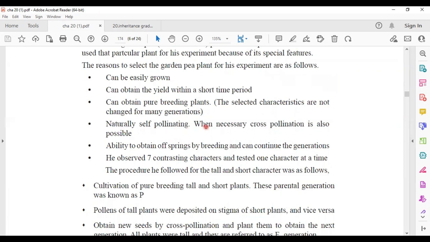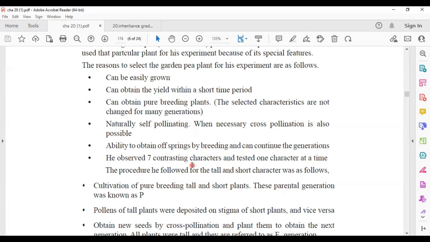Naturally self-pollinating when necessary. Cross-pollination is also possible. Self-pollination means the pollen of the same flower is deposited on the stigma of that same flower. That is self-pollination. Normally it is happening, but if we want, we can do cross-pollination. That means we can deposit the pollen of one flower on the stigma of a flower of another plant, or a flower of that plant but another flower, not the same flower. That is cross-pollination. Ability to obtain offspring by breeding and can continue the generations.